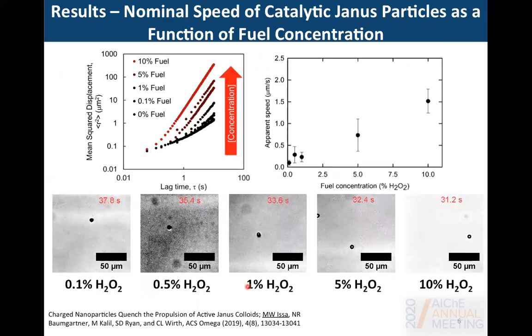Analyzing our data after varying the hydrogen peroxide concentration in the suspension between 0.1 and 10%, we observed that the propulsion speed increases roughly linearly with increased fuel concentration, ranging from about 0.1 to 1.5 micrometers per second, as can be seen in the second graph. This observation of increased speed upon increasing fuel concentration was quite expected. However, it was a necessary first step prior to introducing depletion attractions, which, as you might suspect, could add a level of complexity to the suspension.